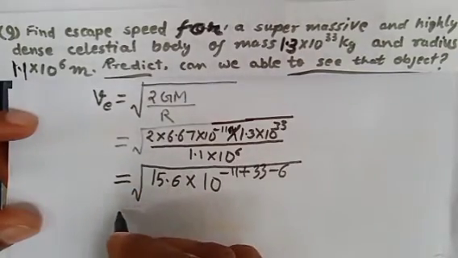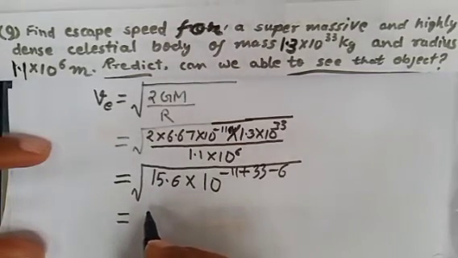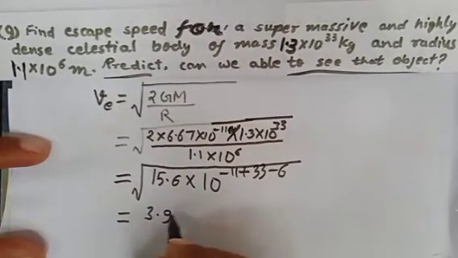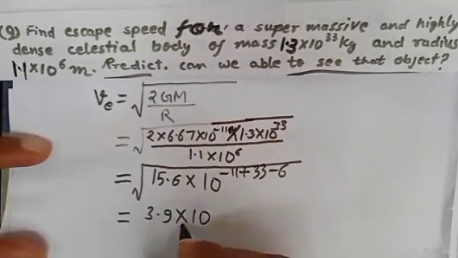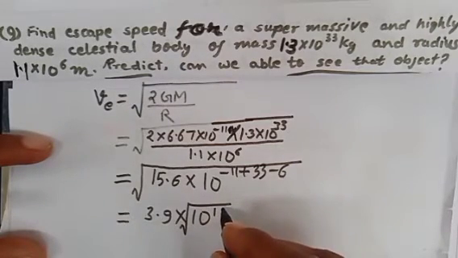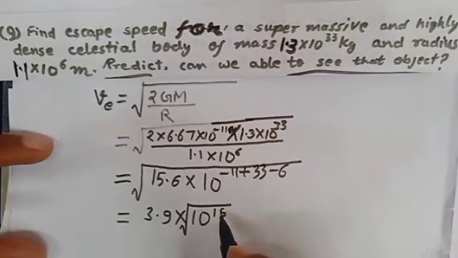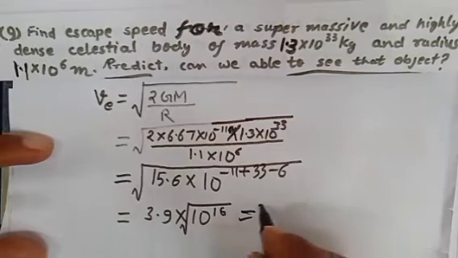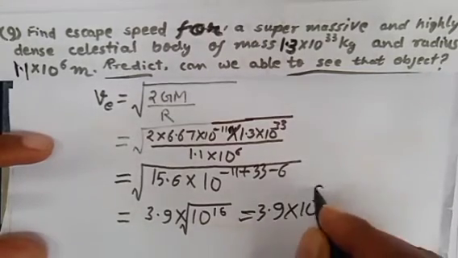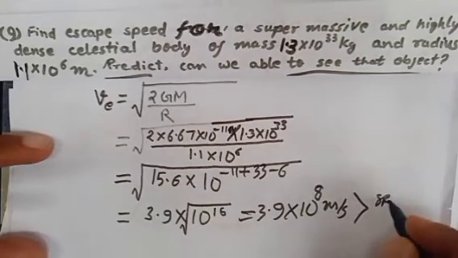If it would be 16, then the answer would be 4. So we can approximate it to maybe 3.9 into 10 to the power 16, still inside the root. Of course, its root means half of this power. So 3.9 into 10 to the power 8 meter per second, which is greater than the speed of light.